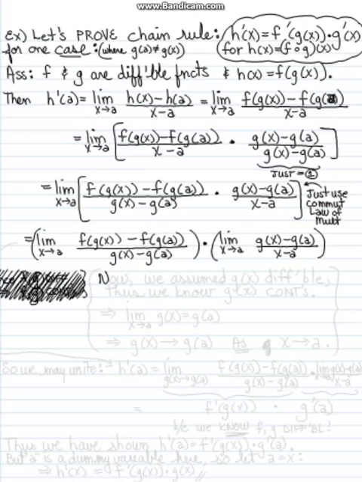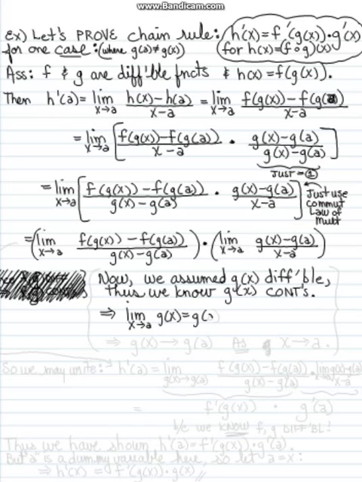So I want to change the limit. We did assume at the beginning that g of x was differentiable. In other words, a derivative existed. Thus, we know that g of x is continuous because differentiable implies continuous. So what's the definition of g of x being continuous? It means the limit as x approaches a of g of x is the same as g of a. But that implies that g of x is approaching the value g of a as x approaches a. That's what we just said on the line above.